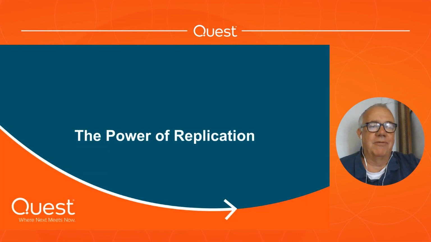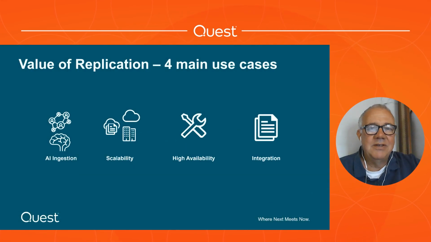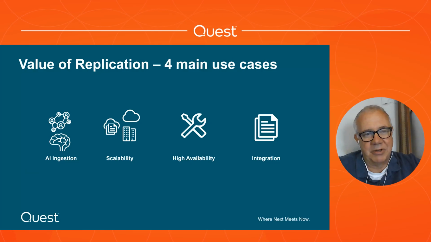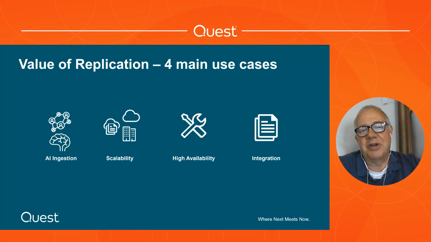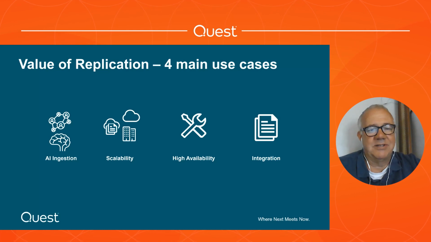Let's talk about the power of replication. So at a high level, we've got four main use cases. The first I'm going to talk about is AI ingestion and how SharePlex helps with this. Best way I can summarize it is think about giving AI the instant replay. Then I'm going to talk about scalability and how replication gives you options for very consistent response times and unlimited scaling with really commodity hardware versus really high end.